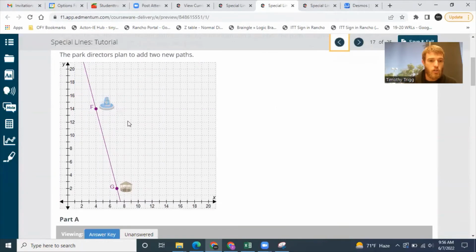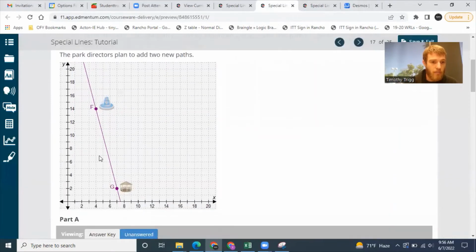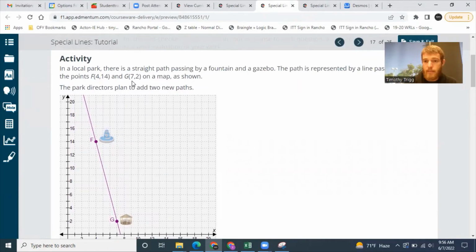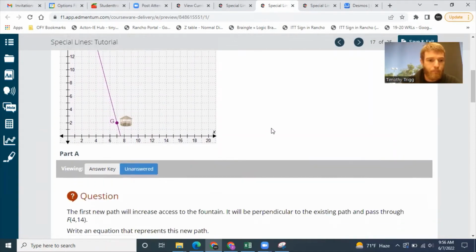All right, so we can see our 2 points here. We have point F, which is at 4:14. So 4:14, you can see point F there. And point G is at 7:2. So we can see point G at 7:2, where the gazebo is. Okay, great.